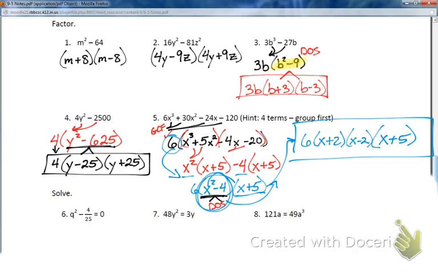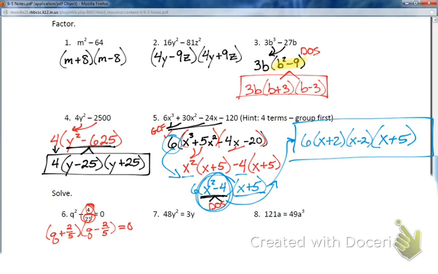So we're going to have q plus something and q minus something. In this case, our somethings are the square root of 4 over 25, which is just 2 over 5. So you take the square root of the top number and the square root of the bottom number. The square root of the numerator and the square root of the denominator gives you the square root of the fraction.